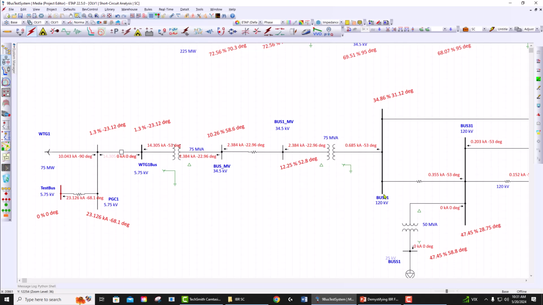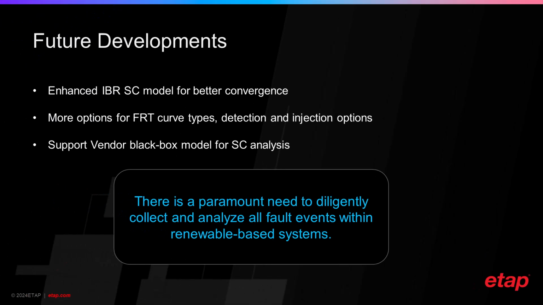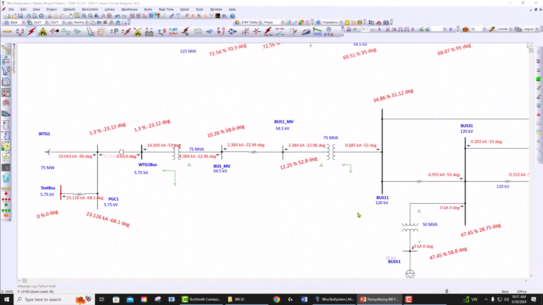Now, in future, we're going to move to more advanced methods for short circuit calculation that improve the convergence and make sure that we have better visibility on what's happening in the short circuit calculation. So we talked about the enhanced IBR model for better convergence. We're going to have more options for FRT curve terms, detection and injection options.